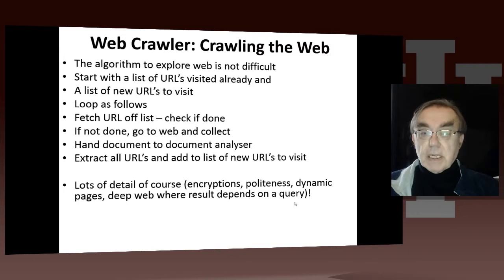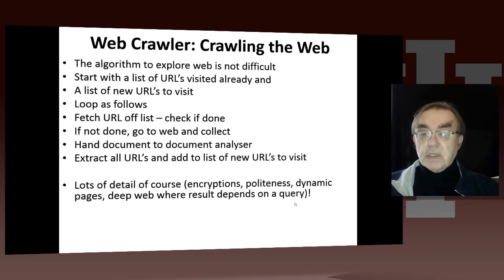The document analyzer goes and does all sorts of nifty things with the terms in the document, but among other things, it extracts all the URLs in the document and adds it to the list of new URLs to visit. And then you proceed ad infinitum until you've crawled the whole web. As we know, there are isolated sets of the web, and so you do need to seed it properly to get all URLs this way.